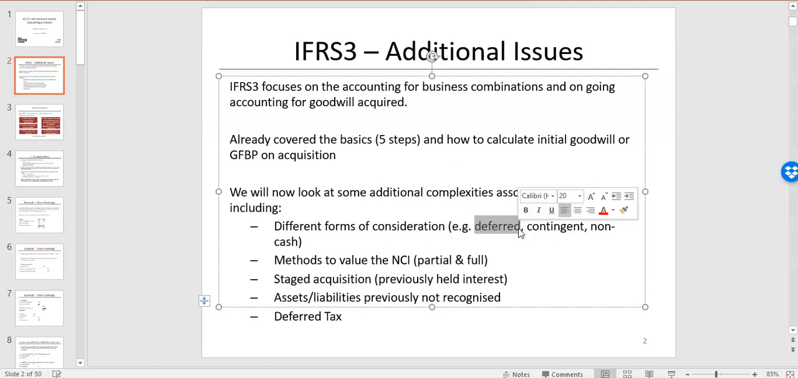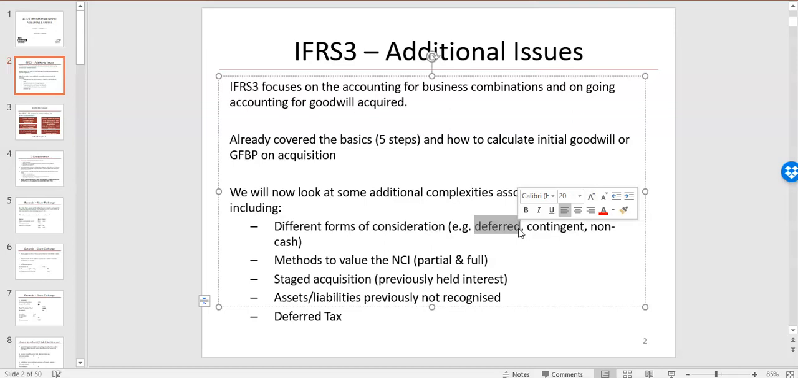We look at the second type of method to value the NCI. Method 1 we've looked at is the partial method, its share of net assets. There's also method 2, which is called the full method, where you measure the NCI at its own fair value. We'll then look at what's called a staged or a stepped acquisition, where you take control of a subsidiary over a number of steps. For example, you might have bought 20% 3 years ago, and now you buy another 40%. So actually, only after you buy the second transaction, the 40%, does it become a subsidiary, when you then own 60% in total. So how we deal with that stepped or staged acquisition.